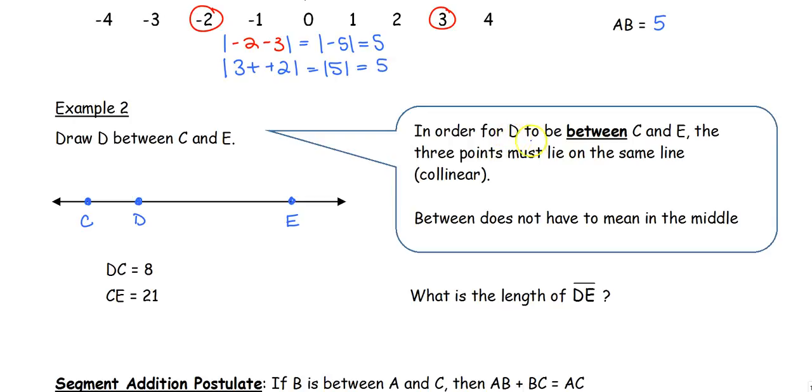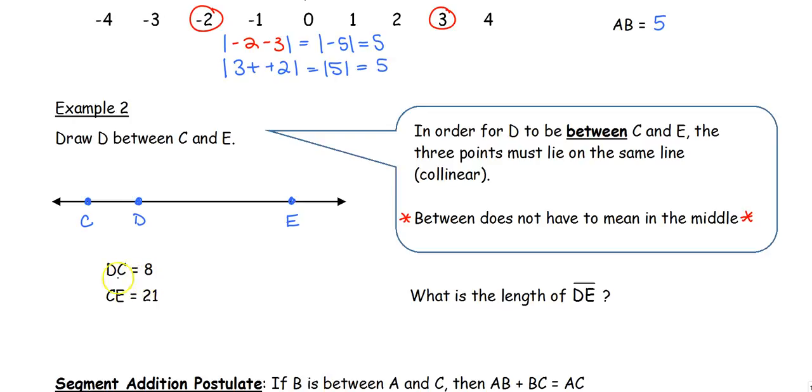So in order for D to be between C and E, the 3 points must lie on the same line, being collinear, one of those first vocab words from our chapter. Big idea to remember is that between does not mean middle. It doesn't mean that I'm cutting it into two congruent pieces. All it means is it's going to fall somewhere in between.